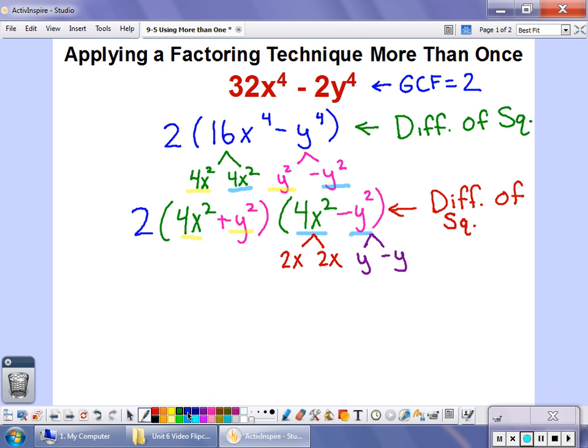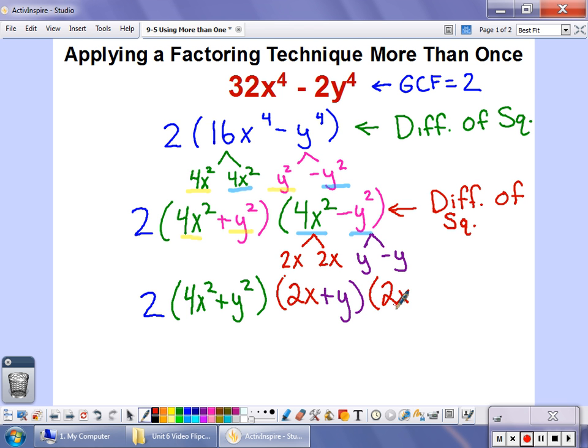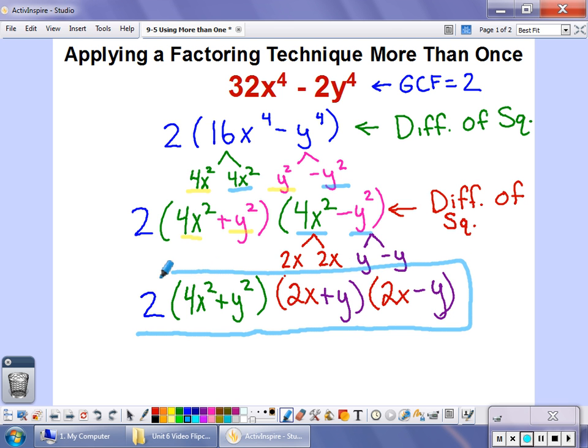So when it comes to factoring, you've got your original GCF. You have this first set of factors we had when we did the perfect squares the first time. And then we've got the second set of factors, 2x plus y. And then we also have the 2x minus y for the second set of perfect squares that we had. So the final factored form answer for this problem, it's very long, we've got 2 times 4x squared plus y squared times 2x plus y times 2x minus y. And that is your final answer.